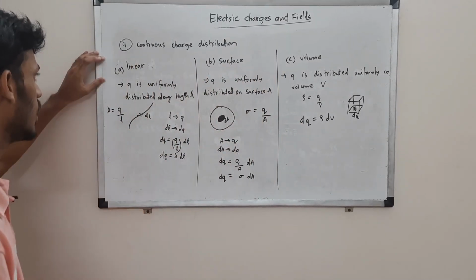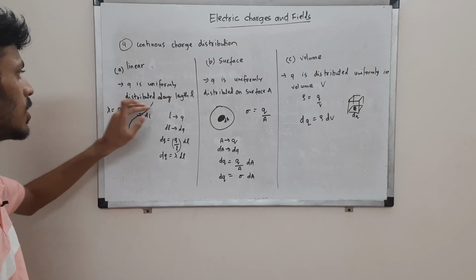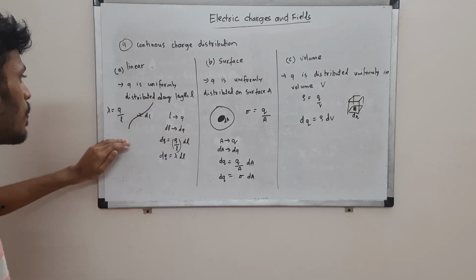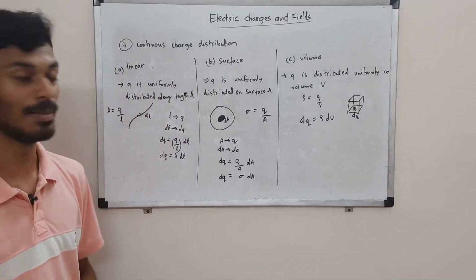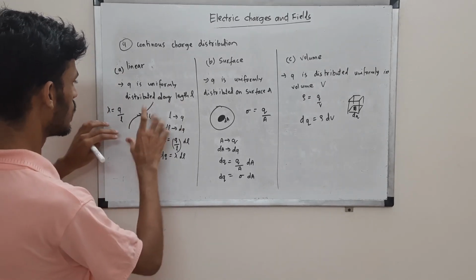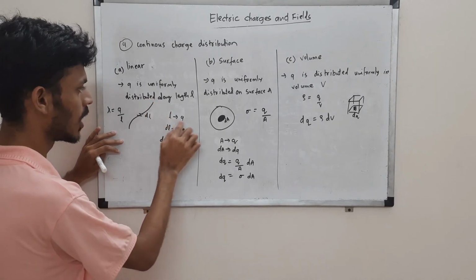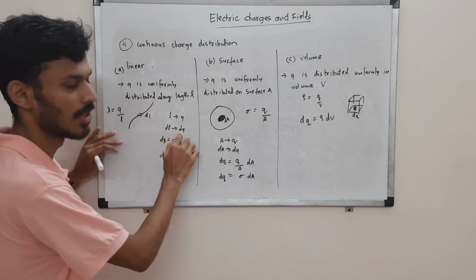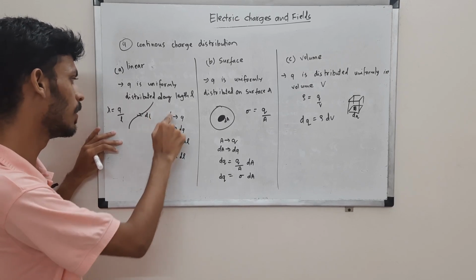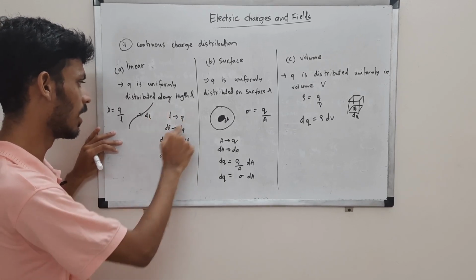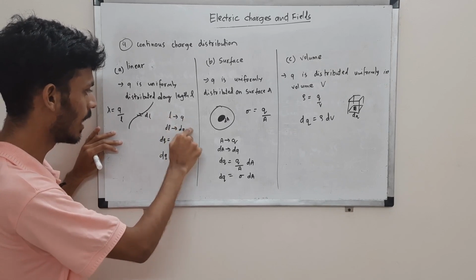Let's take the case of linear. Here we have distributed the charge uniformly along the length L. What if we want to find the charge in a small element dl? It's very simple. For the entire length we have charge q, so for dl we'll have charge dq. How will we find this dq? We just cross-multiply. dq will be q by L times dl.